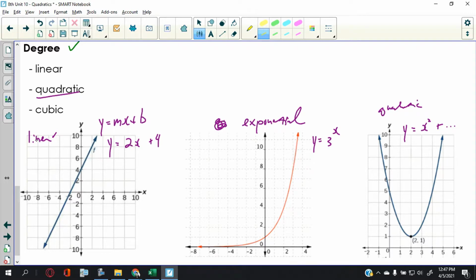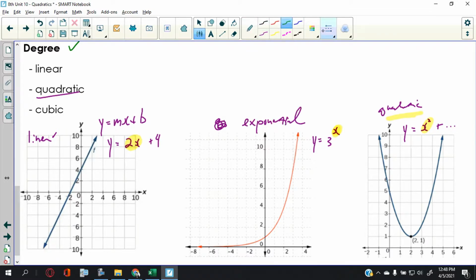A linear expression is just 2x, 3x, x, anything. Exponential, x is in the exponent. And lastly, for quadratic, x is not to the first power like linear. X is to a different power, second power, by the way. Quadratic, second power only. So let's come back and finish this off.